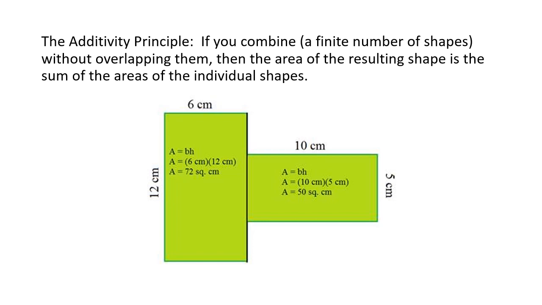And the additivity principle says if you combine, and this is again from the book, a finite number of shapes without overlapping them. Now, there's also a part that all the pieces together have to form the original shape. So not only can they not overlap, they can't leave any gaps either. So there's a little bit of an idea that's missing here, that everything has to be included. The mathematical term for this would be a partition.